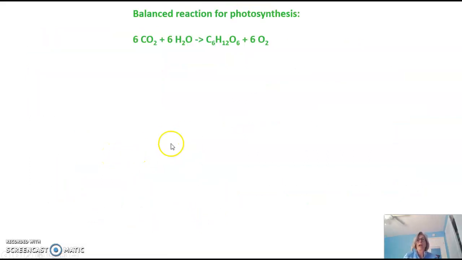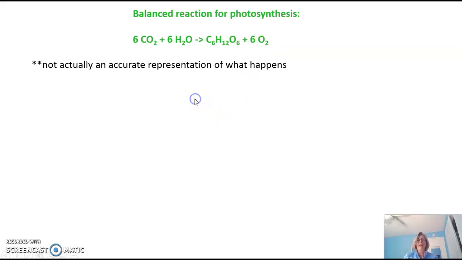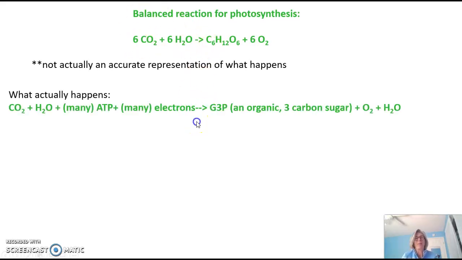Let's look at the balanced reaction for photosynthesis. 6 CO2s plus 6 H2O forms 1 glucose molecule and 6 O2. You'll note that this is exactly the reverse of the balanced reaction for cellular respiration. But this is not actually an accurate representation of what happens, and I don't know why high school biology curriculum always have students memorize this reaction when it isn't really what happens.